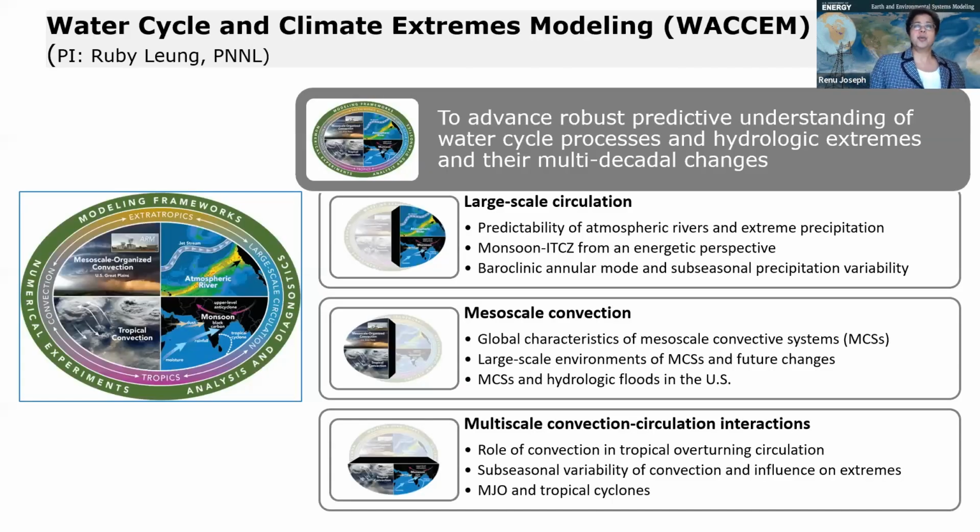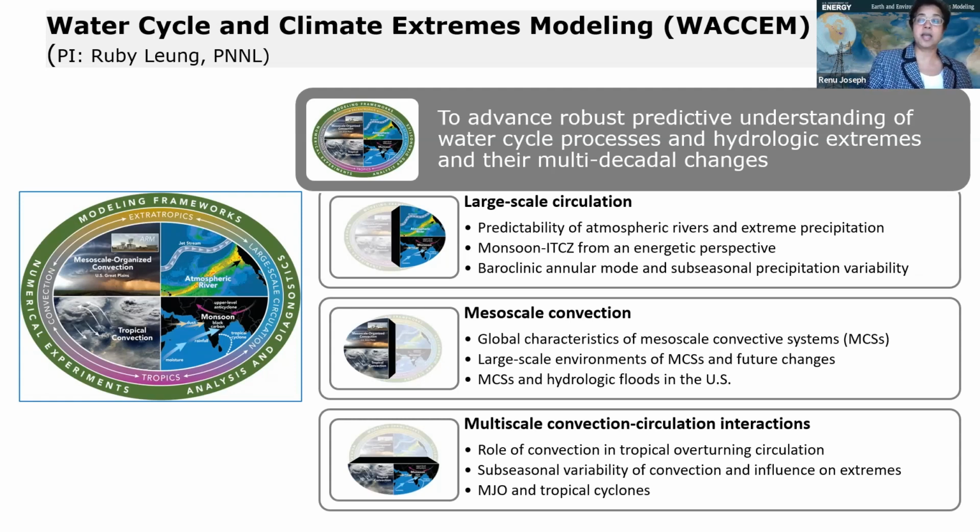So now I'm just going into a list of different SFAs and large projects so that it gives you a quick idea. The first topic focuses on water cycle. It was one of the pillars. And this activity called Water Cycle and Climate Extremes Modeling is out of PNNL, led by Ruby Leung. And it looks at large scale as well as fine scale processes relevant to the water cycle.